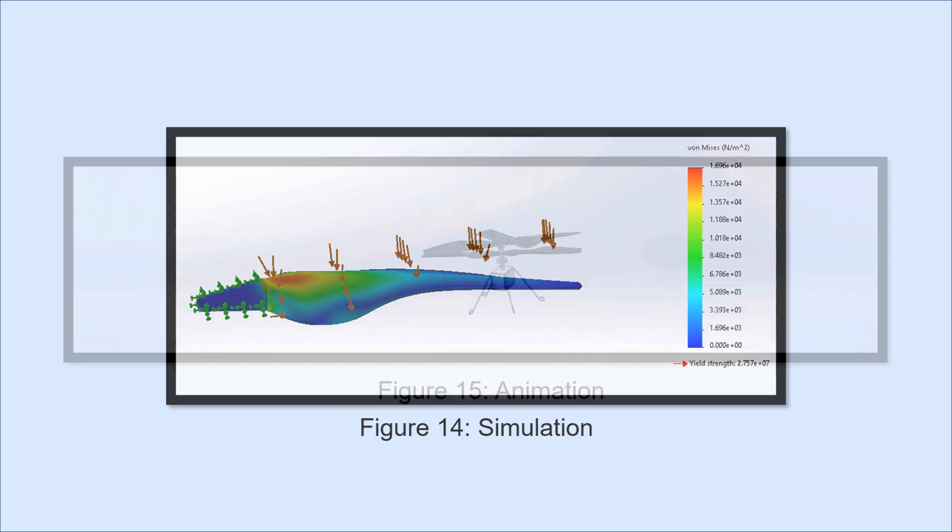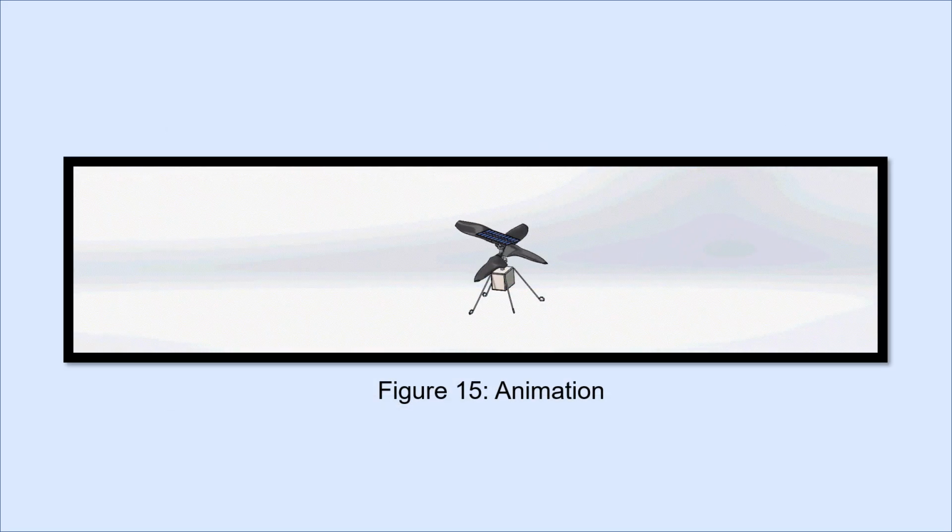This is our animation, and as you can see, both of the wings are able to rotate independently from one another and in both directions without making contact.